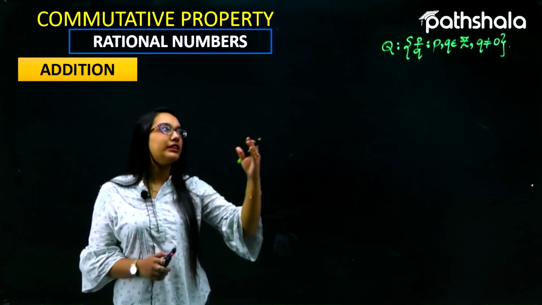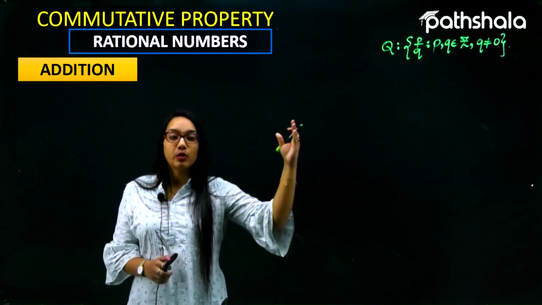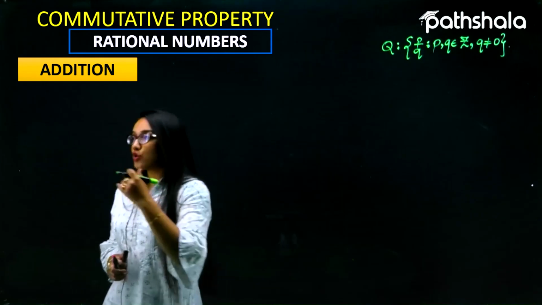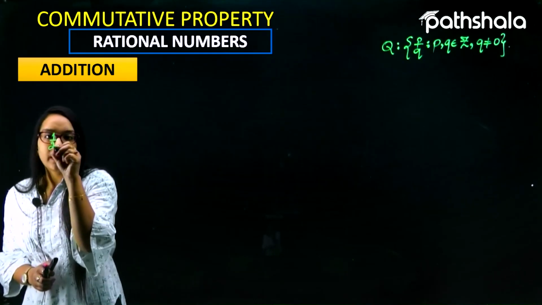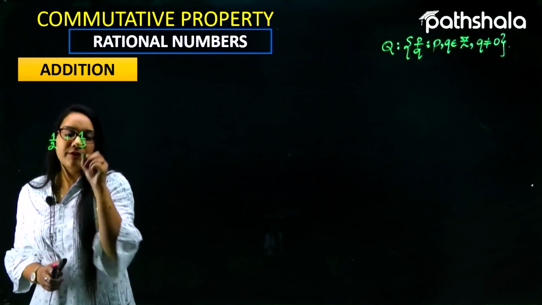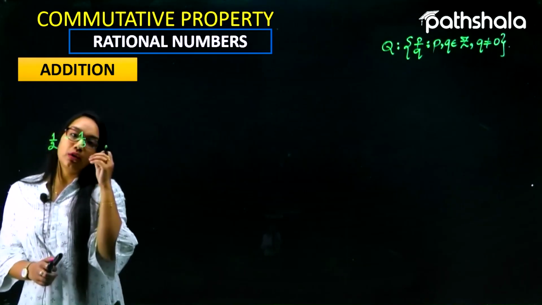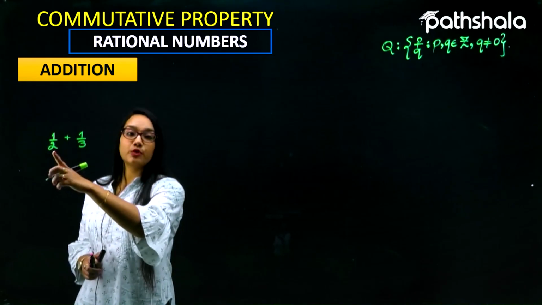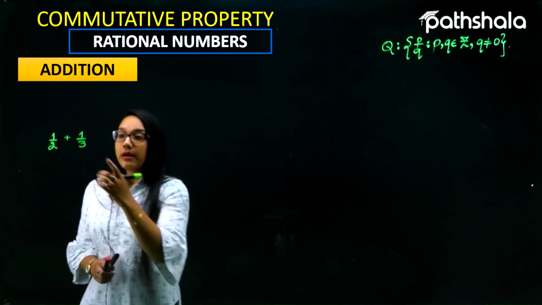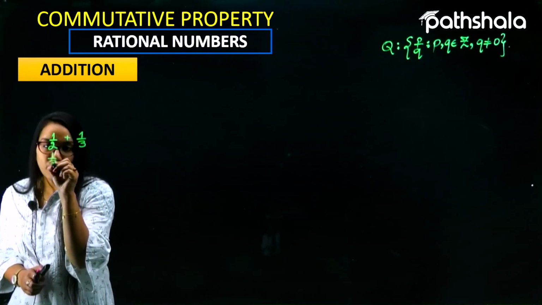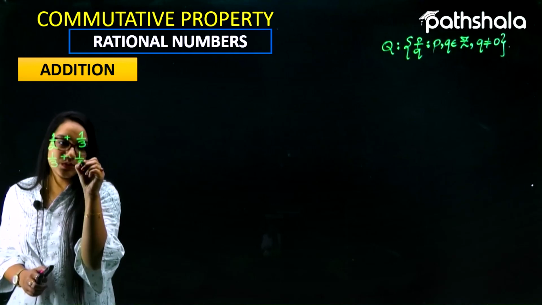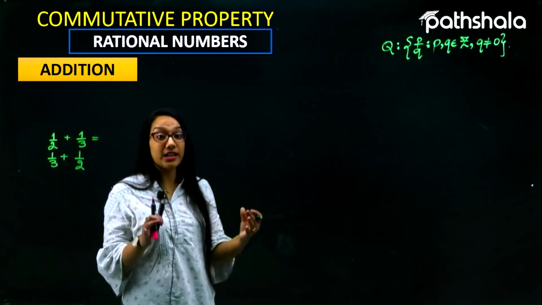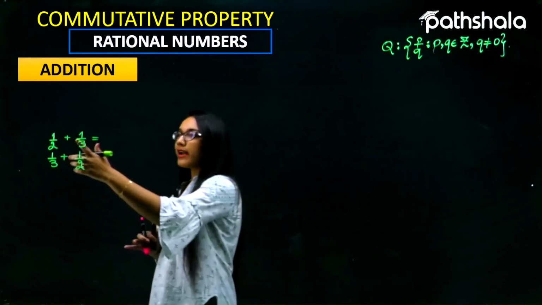Let us suppose I will take any rational numbers out of this particular collection. So let us suppose I'm taking 1 by 2 and 1 by 3. So when I add 1 by 2 and 1 by 3 in a different order, in the first example, I'm taking 1 by 2 plus 1 by 3, where 1 by 2 is at the first place and 1 by 3 is at the second place. But now we'll switch the position of both of these as 1 by 3 plus 1 by 2. So let's just check out the answer of both of them.